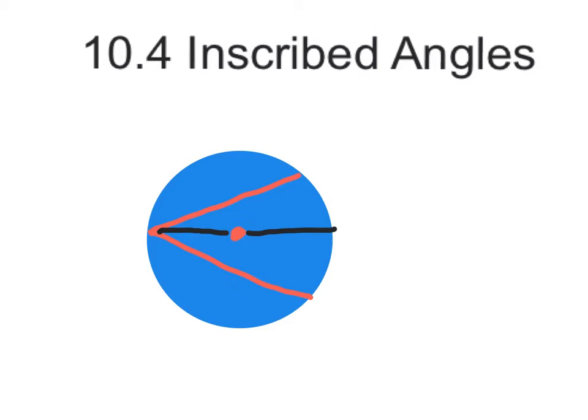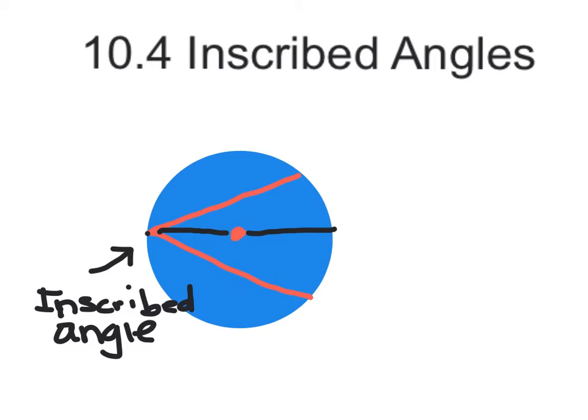But this particular angle, you can see, goes right past the center point and actually has the vertex over here on the edge of our circle. So that's what makes it an inscribed angle. So whenever we have a vertex over here on the side, it is called an inscribed angle.